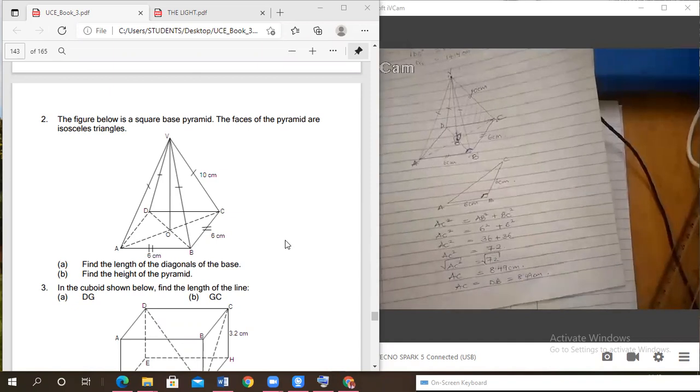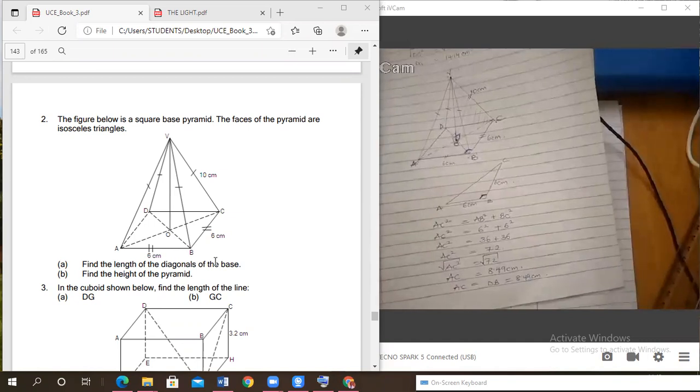So when we come back again, we shall look at the next question, part B, which is telling us to find the height of the pyramid. So you go back and then you click on the join button, and then you come back again.